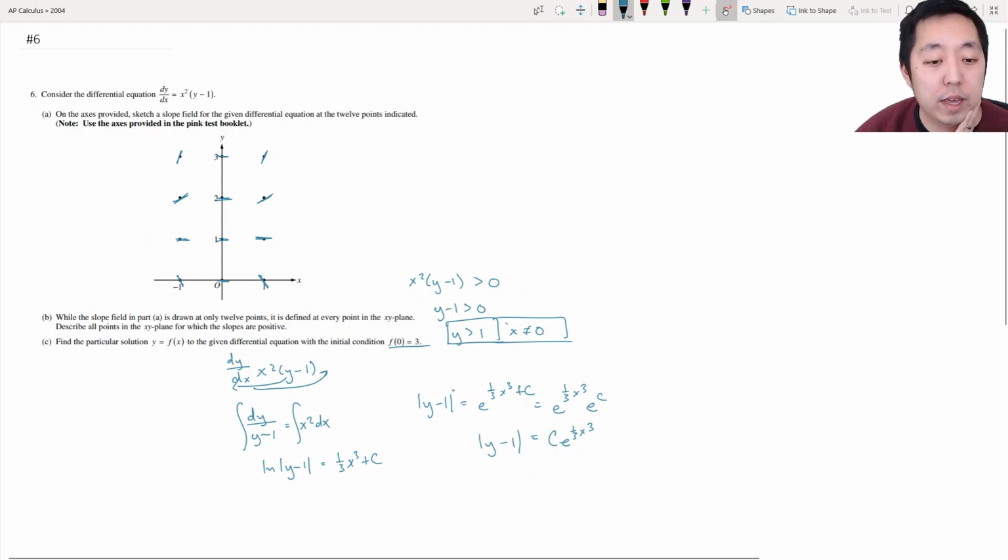Well, let's plug in f of 0 equals 3. So that means the absolute value of 3 minus 1 is equal to c e to the 1/3 times 0 cubed. 0 cubed is 0, so c is equal to 2. So I have the absolute value of y minus 1 is equal to 2 e to the 1/3 x cubed.